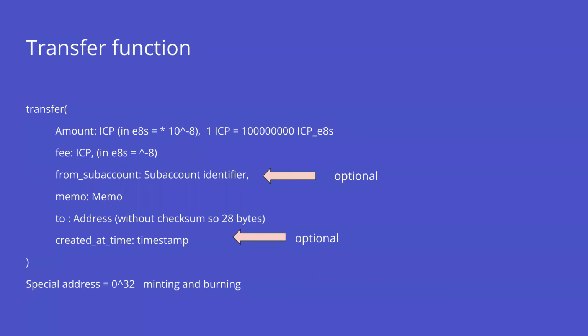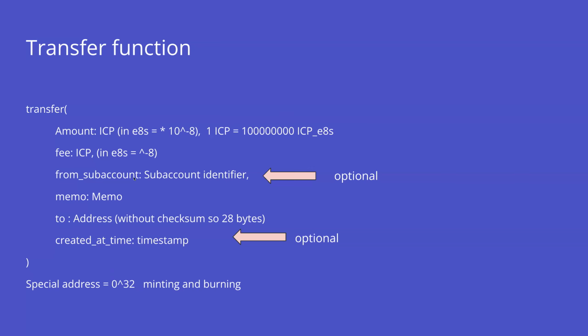The amount of ICP for the transfer, and this is in e8s. If you look at the source code from canisters from the foundation, you will often find this e8s at the end, which basically means that you have to multiply the number times 10 to the power minus 8. So one ICP is a 1 with 8 zeros e8s. The fee for the transfer.